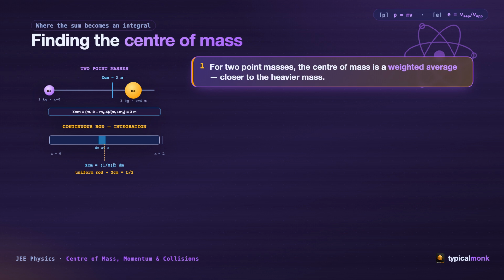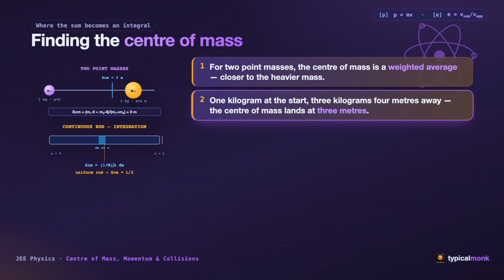Look at this picture, because it shows exactly how the sum becomes an integral. For 2-point masses, the center of mass is a weighted average. It always sits closer to the heavier mass. Here, 1 kilogram sits at the start, and 3 kilograms sit 4 meters away. The center of mass lands at 3 meters, 3/4 of the way toward the heavier mass.